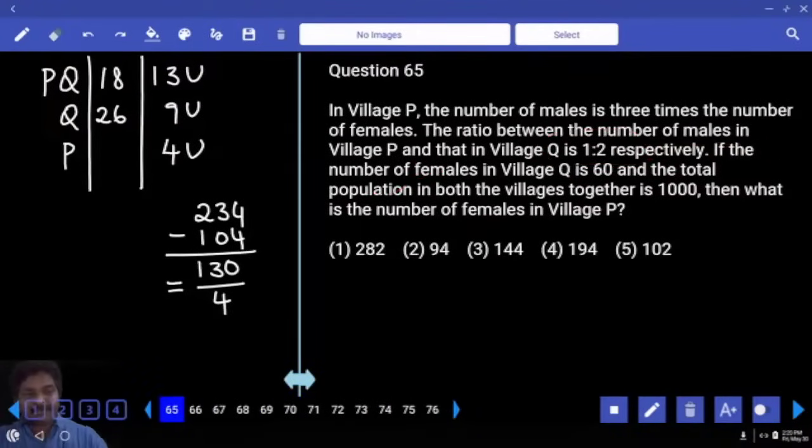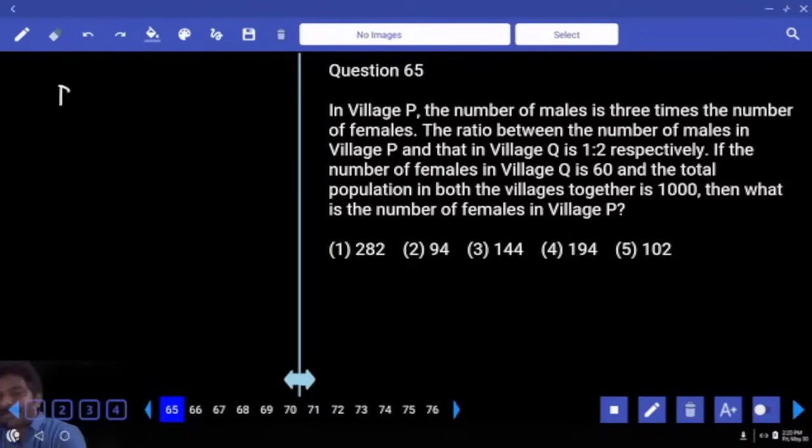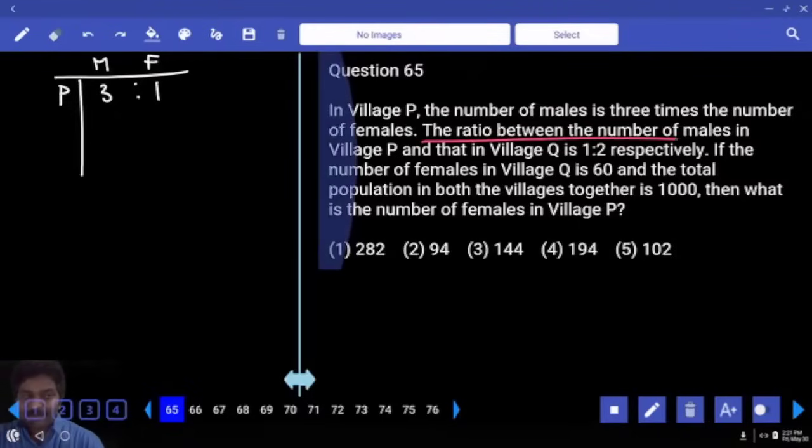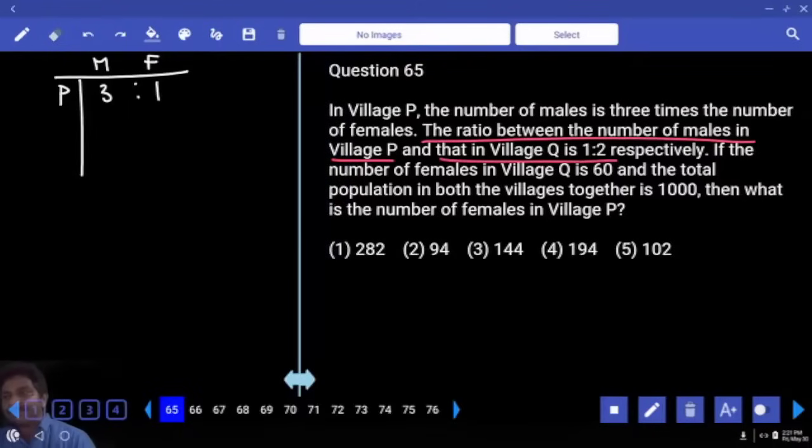In village P, the number of males is 3 times the number of females, so male to female is a 3:1 ratio. The ratio between the number of males in P and that in Q is 1:2. Can I say males in Q are twice that of males in P? So Q males are going to be 6x. Got it?